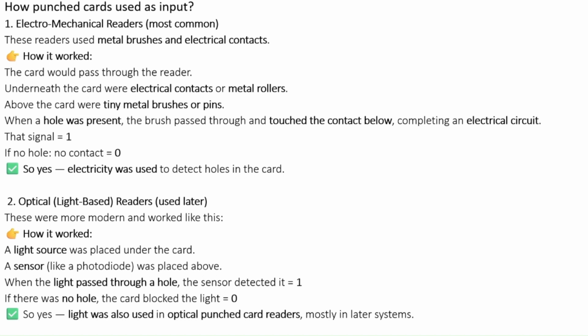That means light-based readers. They were more modern and work like this. A light source was placed under the card. A sensor like a photodiode was placed above. And when the light passed through a hole, the sensor detected it and it represents 1. And if there is no hole, the card blocked the light and it represents 0. So light was used in optical punch card readers, mostly in later systems.